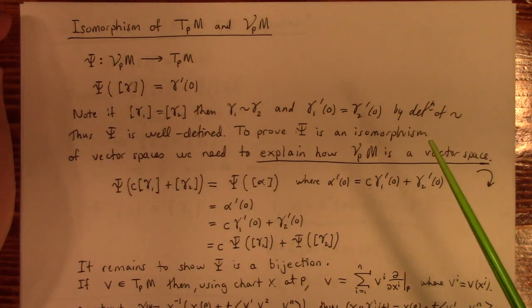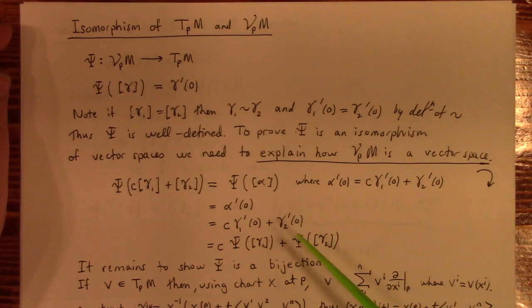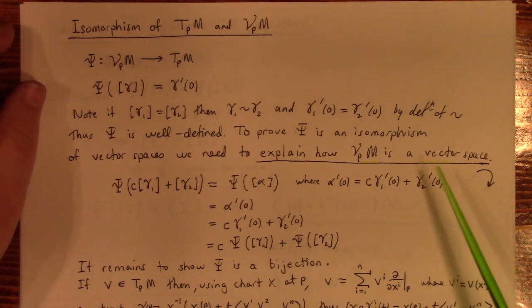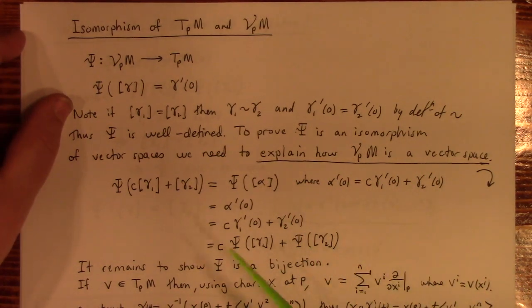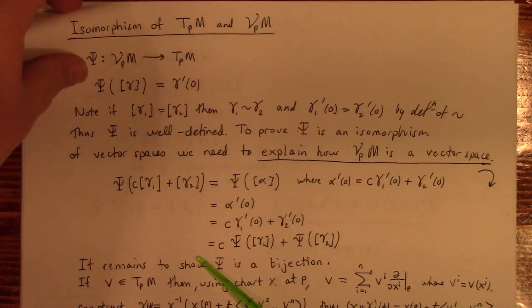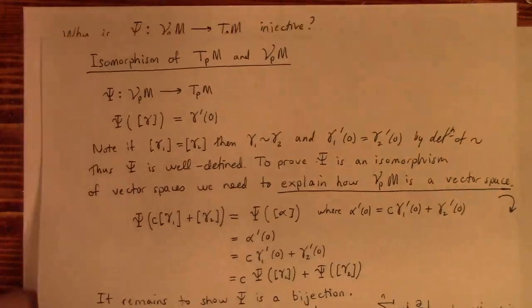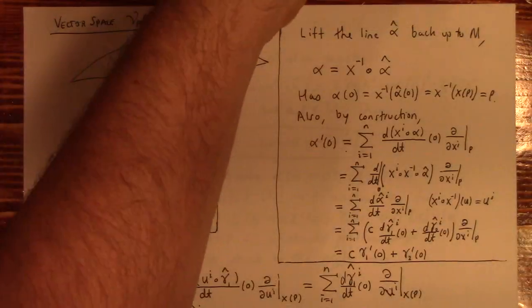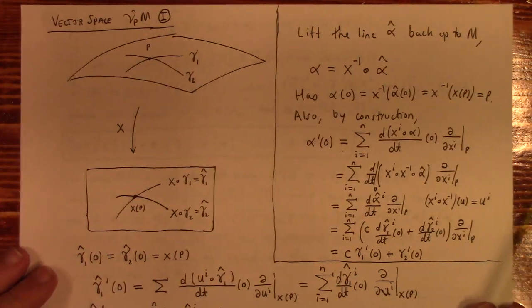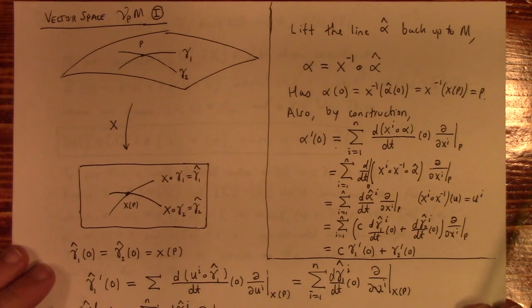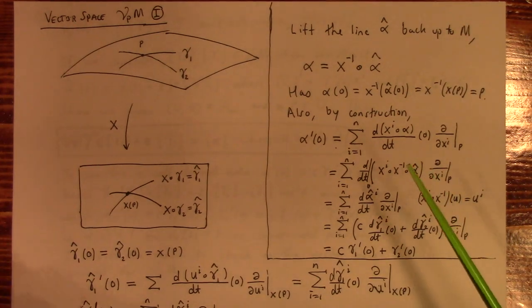But let's see here. Actually we're going to come back here in a minute; first I'm going to explain how this is a vector space. I think I have to skip 2 pages ahead, and then we'll come back here. So the vector space structure of the equivalence class of curves.